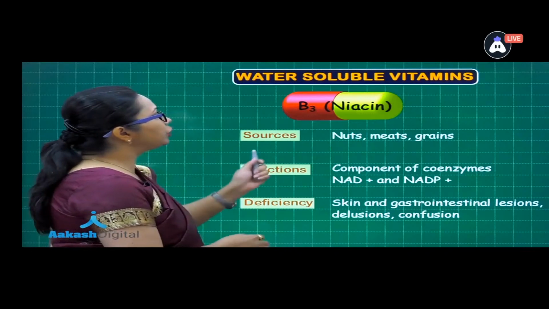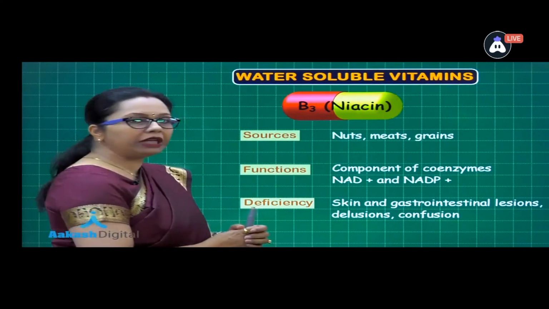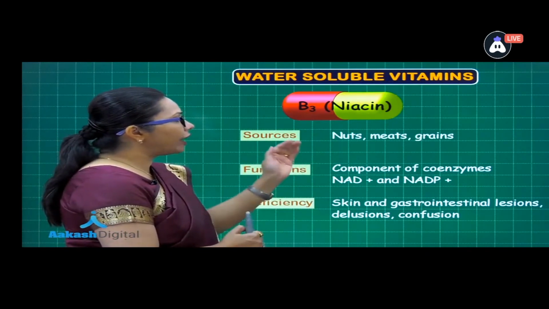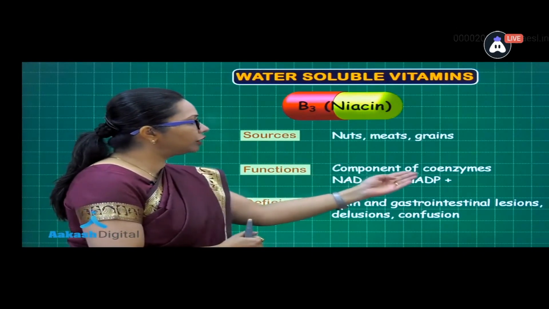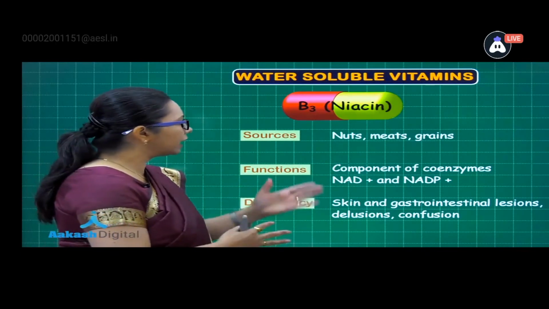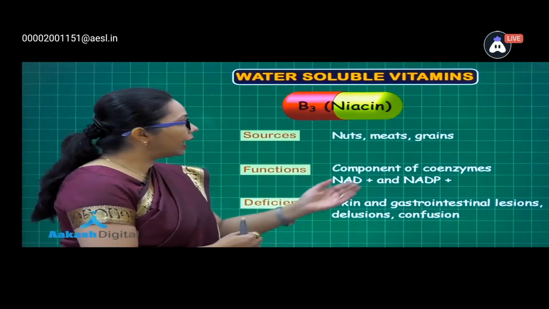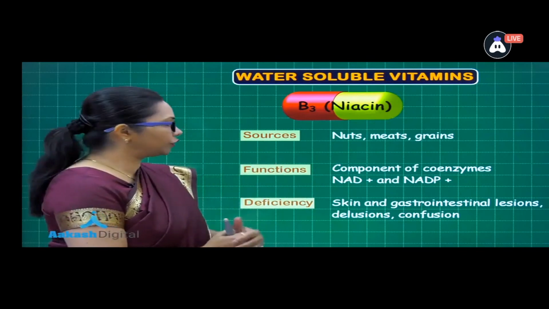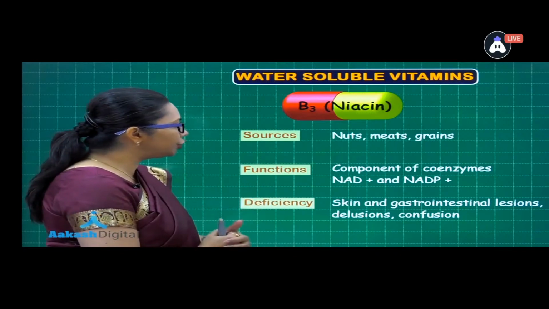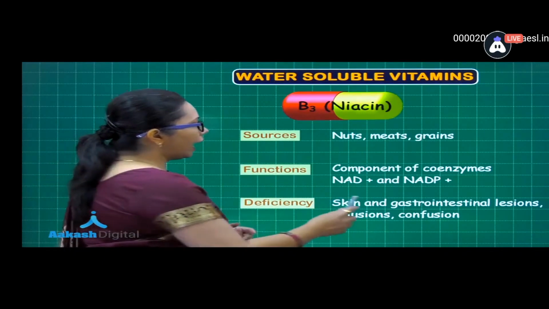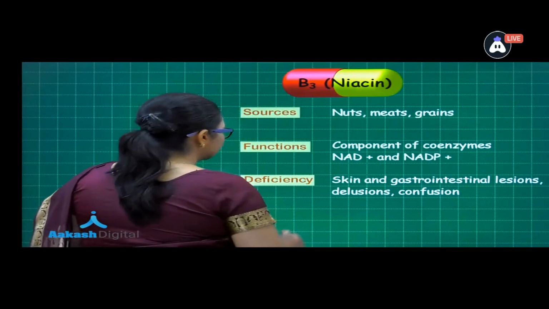Now next one, that is B3 or niacin. It is also called nicotinamide, and it is present in nuts, meats, grains. It is component of another very important coenzyme which is important in cellular respiration, and NADP, that is in photosynthesis. So NAD, the structure, again we have studied it, nicotinamide adenine dinucleotide, and it is with one more phosphate to it. Now the deficiency causes skin and gastrointestinal lesions, delusions, confusion, and the name of this disorder, which is due to B3 deficiency, is pellagra.